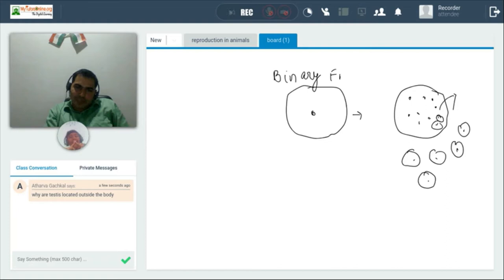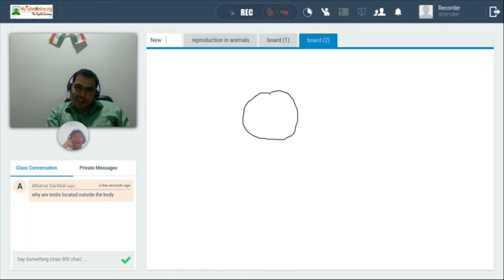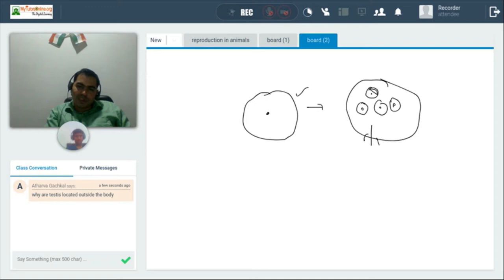A single cell is there in case of plasmodium. Listen. A single cell is there, and in that single cell, multiple cells are formed. Then this parent cell will break down, and all these multiple cells will behave like individual daughter cells. Because we started from a single cell, from that single cell multiple cells arose. So that is known as multiple fission.